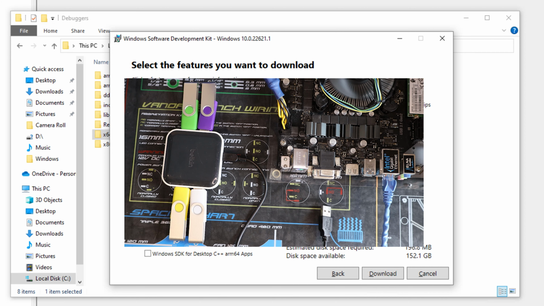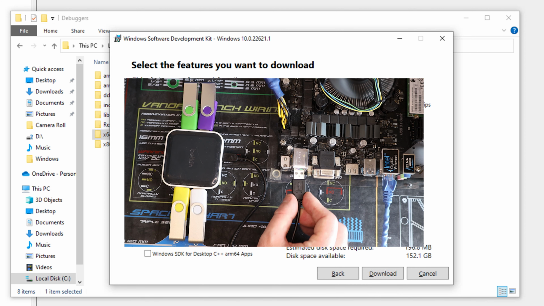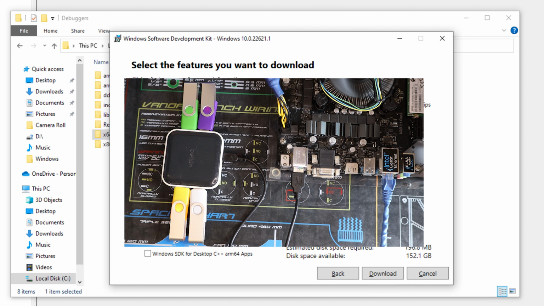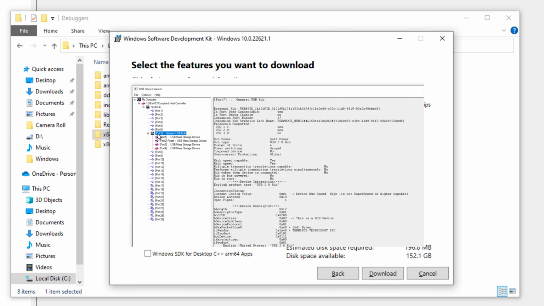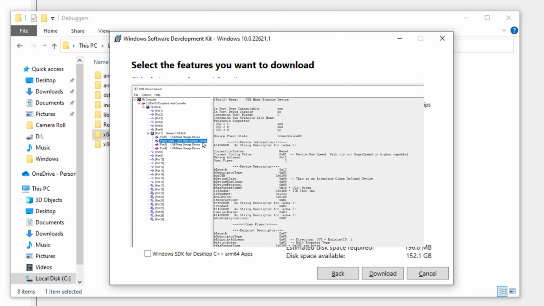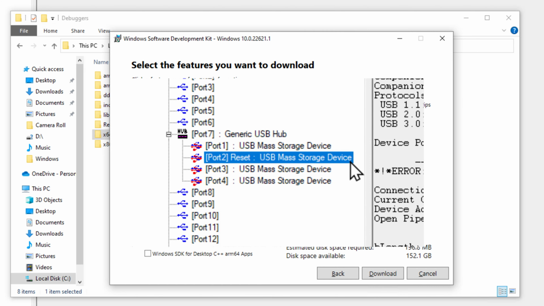I will now plug in my USB hub with the 4 USB flash drives in it. It will take a few seconds for the computer to register the USB hub and the 4 flash drives in it. You will notice the USB hub has been detected with the 4 USB flash drives under it. Notice that one of the USB flash drives has come up as reset.